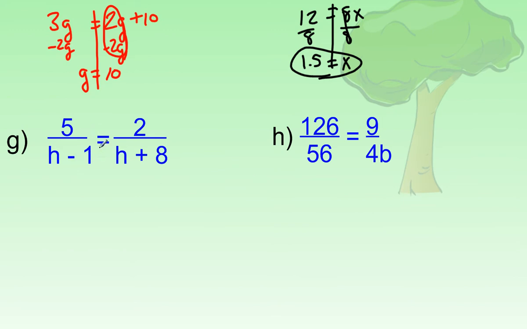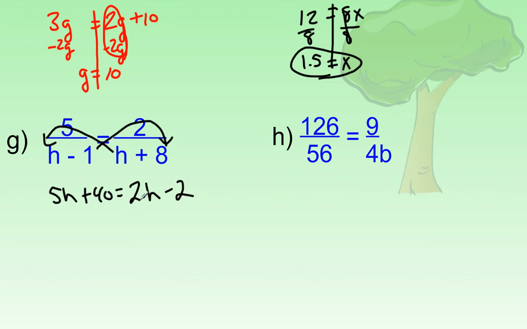Okay, so cross multiply this side, cross multiply that side. I'm going to do this side first. So 5 times h plus 8. 5 times h is 5h. 5 times 8 is 40. The other side, 2 times h is 2h. 2 times negative 1 is negative 2.